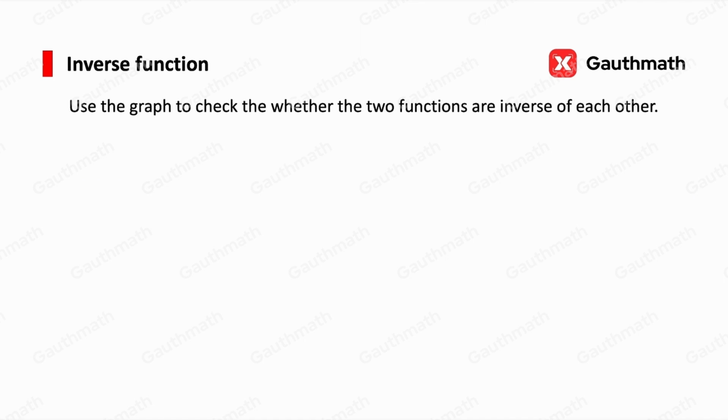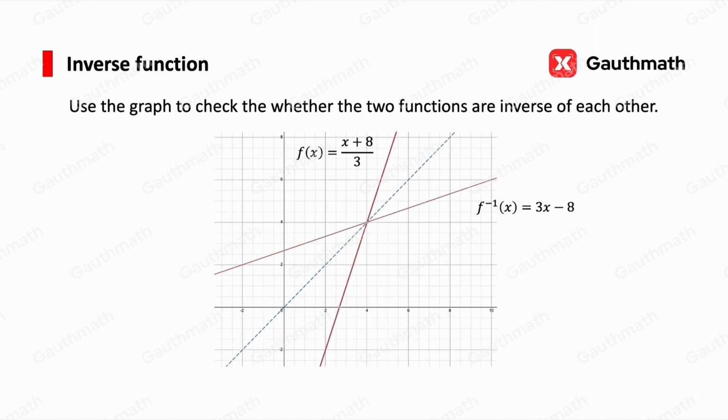And we can use the graph to check whether the two functions are inverses of each other. So we sketch the two functions, and then we're able to see that they are reflected in the line y equals x. So that's the end of this lesson.